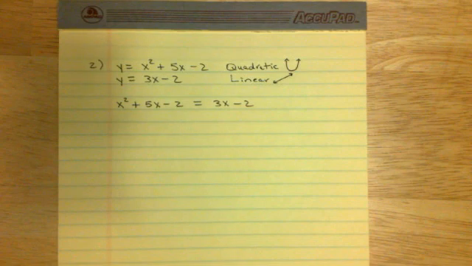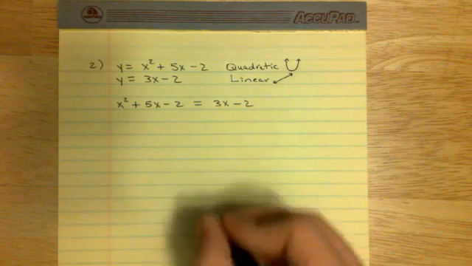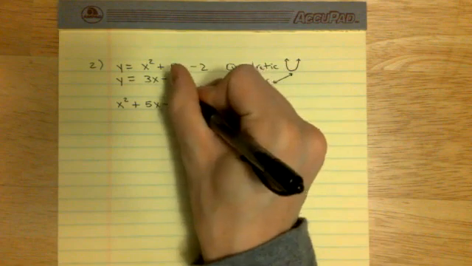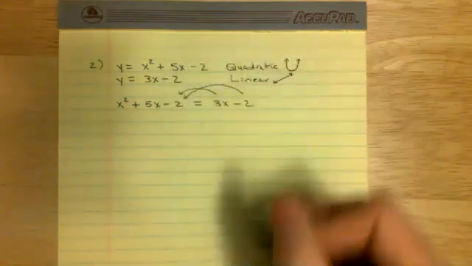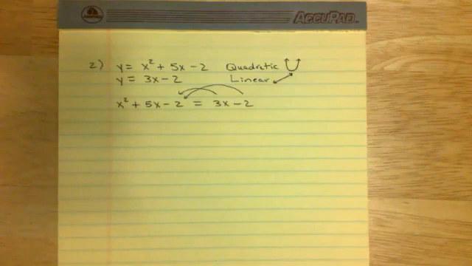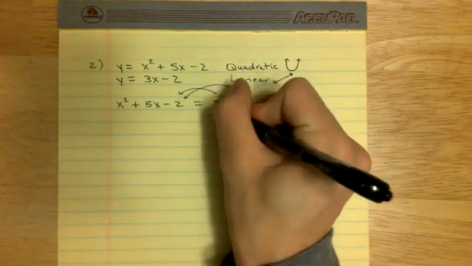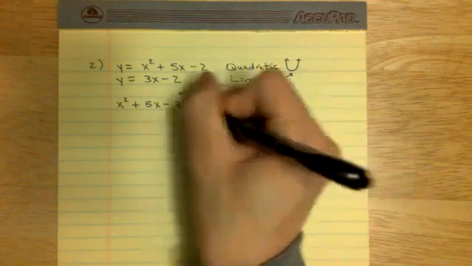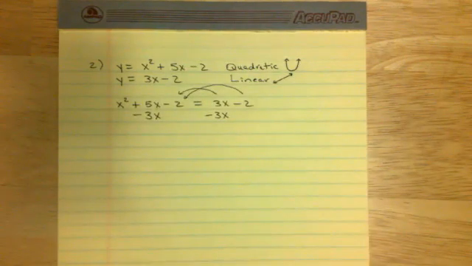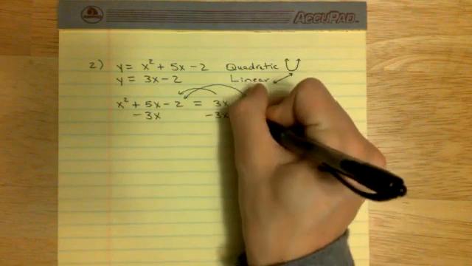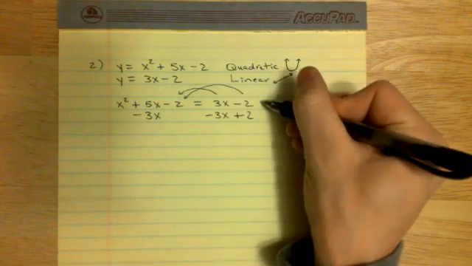Okay, so now I really want to get everything on the left side. So the 3x has to go over here, and the negative 2 has to go over here. So to get rid of a 3x, I'm going to subtract 3x from both sides. And we're also going to add 2 to both sides. So that way we can get rid of this negative 2 right here.